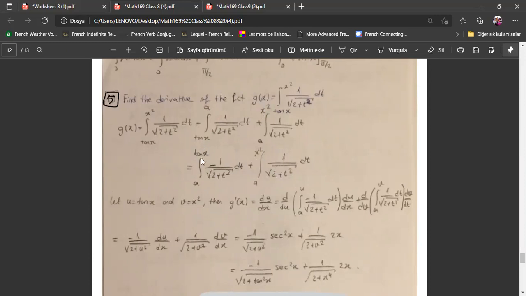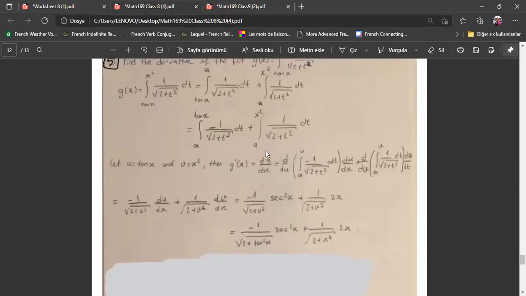Now to find g prime, it will be equal to the derivative of these two integrals, right? So first we need to change this one into a variable u. So if we call u equals tangent x and v equals x squared, then what do we have there?